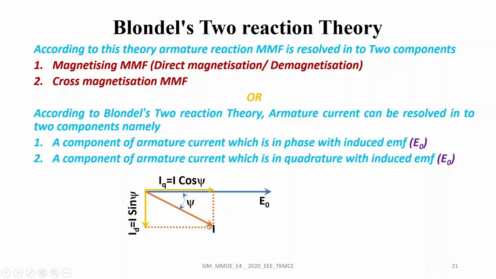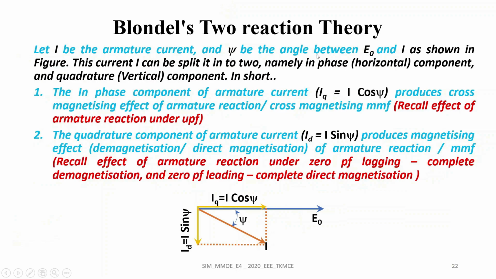The angle between E0 and I is psi. So IQ is equal to I cos psi, and this vertical component is equal to I sin psi. That is, IQ is equal to I cos psi and ID is equal to I sin psi. This is very important. Let I be the armature current and psi be the angle between E0 and I as shown in the figure. This current I can be split into two components, namely the in phase component, which is in phase with E0, that may be represented by the horizontal component, and another component is ID, which is in quadrature with E0, that is termed as the vertical component.